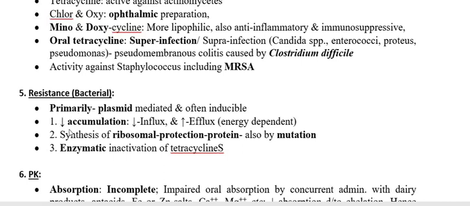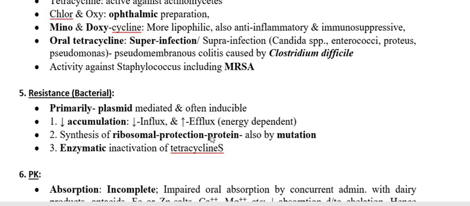How do they inhibit the accumulation inside the bacteria? Either they inhibit the influx of the drug, so it inhibits the permeability of the drug, or if the drug reaches the cytoplasm, it is evacuated by an efflux mechanism. By these two mechanisms, tetracyclines are not accumulated inside the bacterial cytoplasm, and therefore the bacteria are resistant against tetracycline.